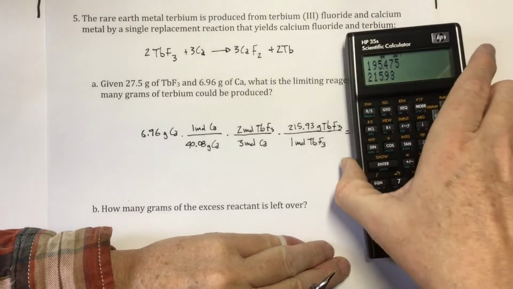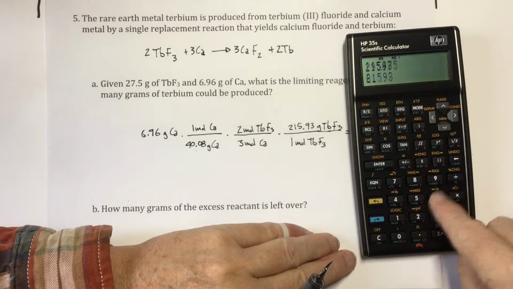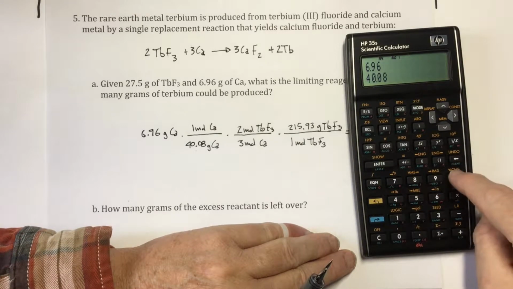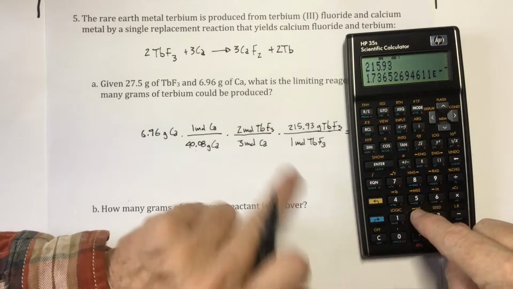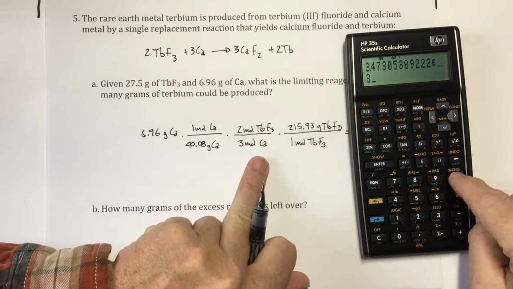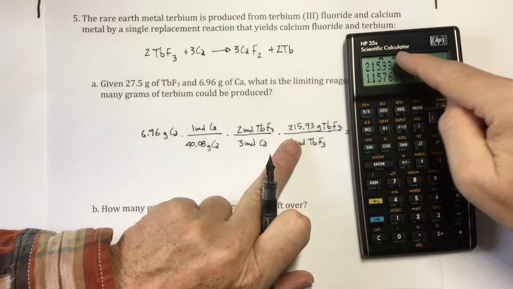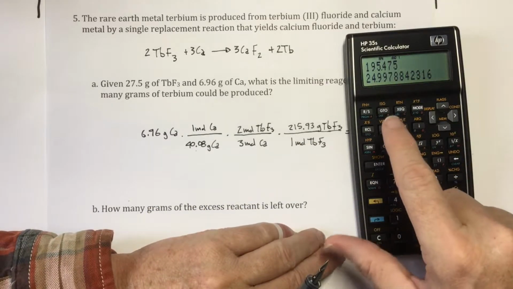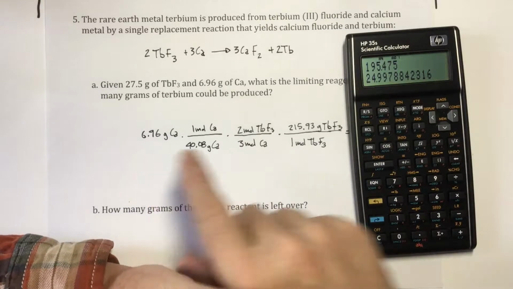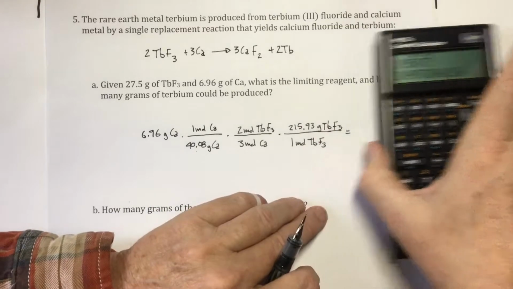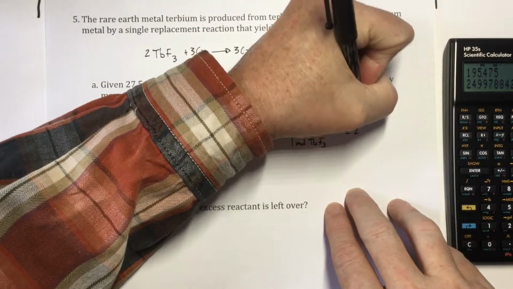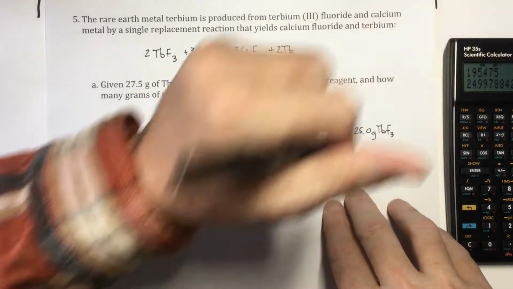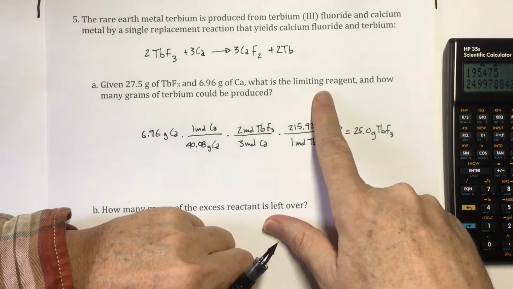All right, so now let's do some math. So I have 6.96, 40.08 divide. I have 2 times 3 divide, and then 250, I already have that up there, so I just multiply that, kaboom. I have 24.997, I should have 3 sig figs, so that's going to come out to be 25.0. 25.0 grams terbium fluoride. So now, is that enough information to determine my limiting reagent?